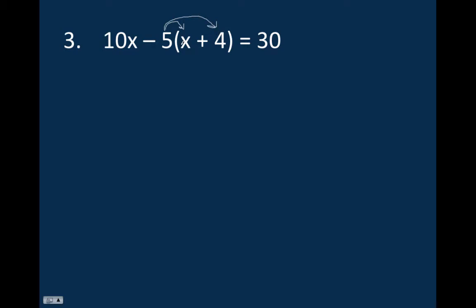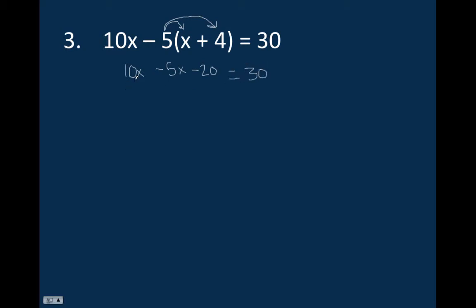Negative 5 times x we know is negative 5x. Negative 5 times positive 4. Negative times positive is negative 20. Don't forget to make sure you take the negative with it.